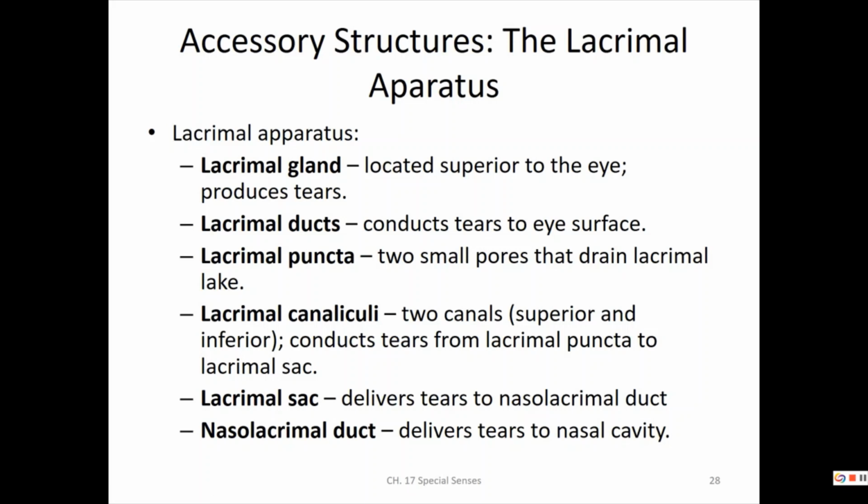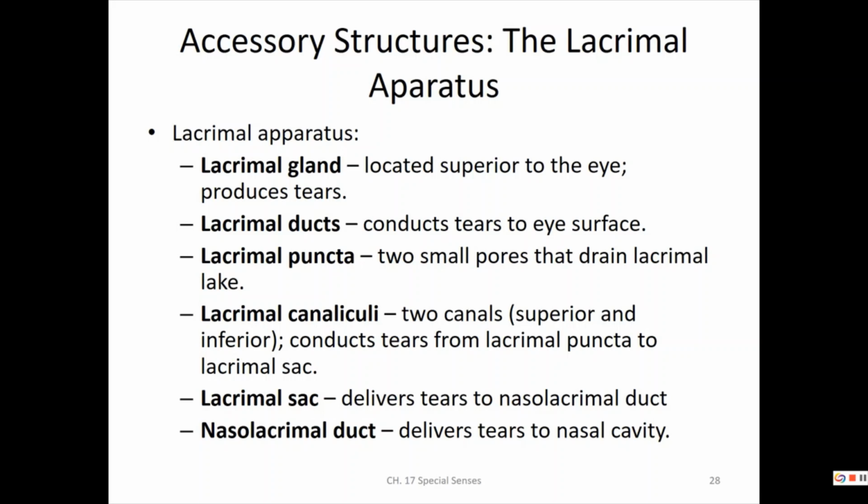All right. Now, the lacrimal apparatus. This is the portion of the eyeball itself that is an accessory structure that helps produce tears, conduct tears, and remove tears to the nasal cavity. The tears are produced in a gland that is at the upper part of the eye, superior and lateral to the eye, referred to as a lacrimal gland. Lacrimal gland produces the tears. The lacrimal ducts take the tears that the lacrimal gland produces to the eyeball surface where it can wash the eye out.